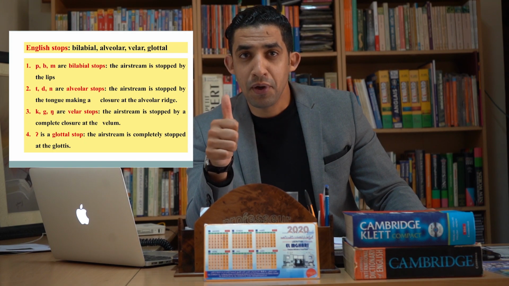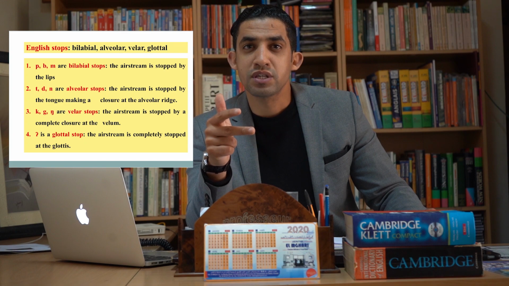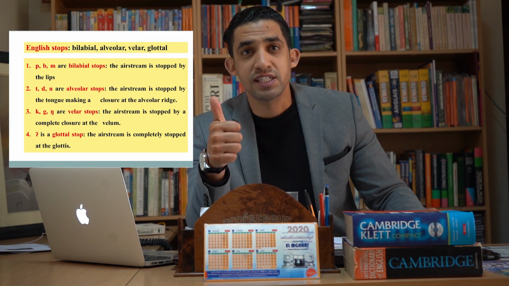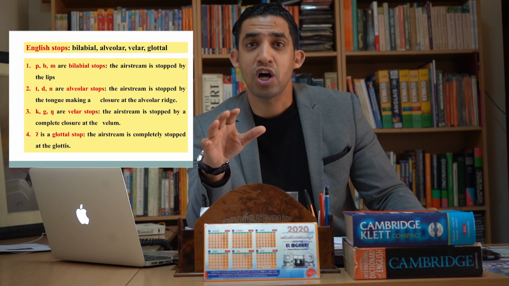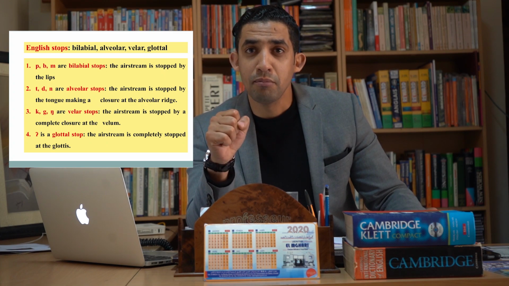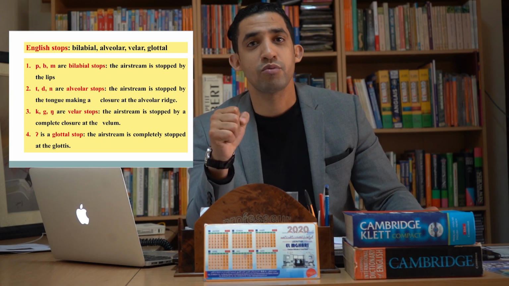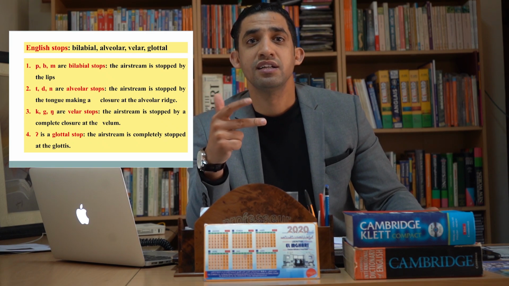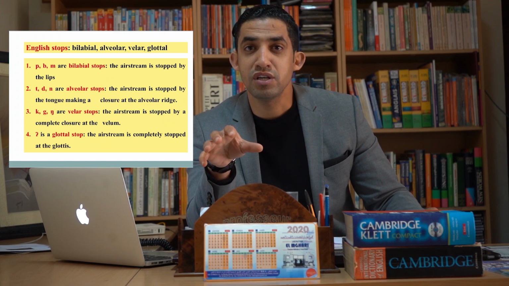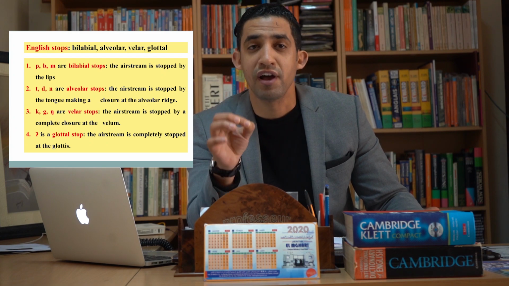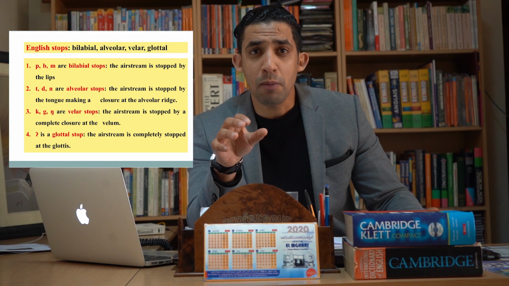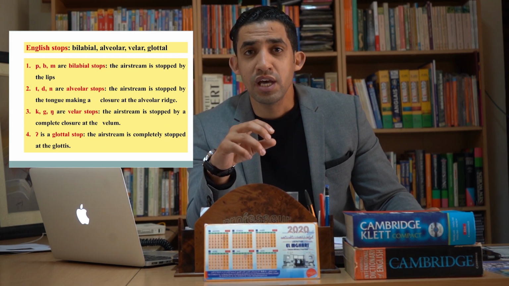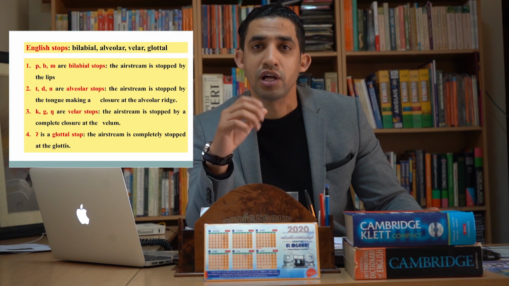The bilabial stops are p, b, and m. These are bilabial stops because the airstream is blocked by the lips. For the alveolar stops, we have t, d, and n. These are alveolar stops because the airstream is blocked by the tongue, making a closure at the alveolar ridge. Velar stops are also 3. We have k, g, and ng. These are velar stops because the airstream is stopped by a complete obstruction at the velum. As far as the glottal stops, we have only one, which is the glottal stop sound. The sound is a glottal stop because the airstream is completely obstructed at the glottis.